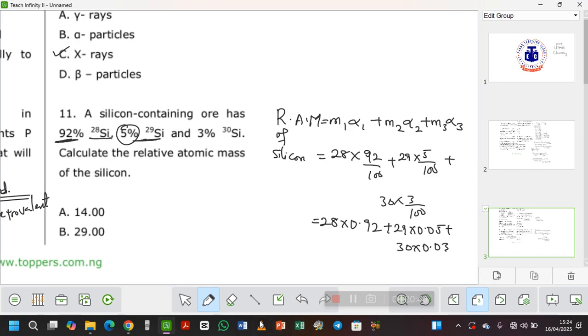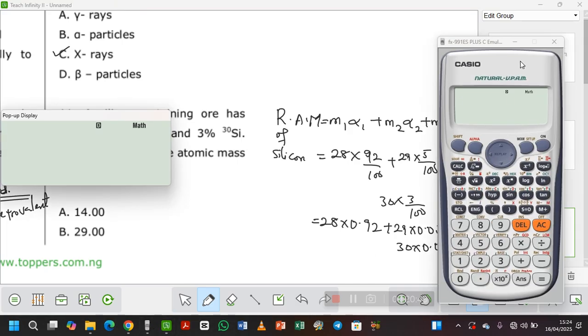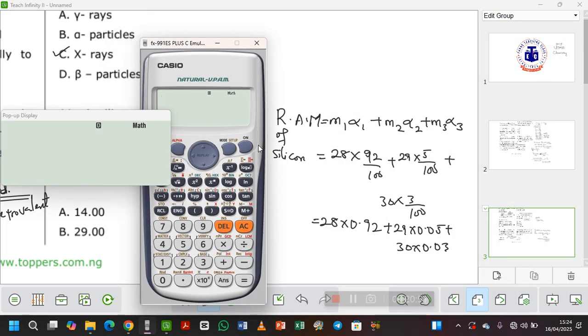So let's do that using our calculator. That will be 28 times 0.92 plus, sorry, I think I have to put brackets there. So when you are solving calculations, you have to be very careful. And by the way, I'm not supposed to be using a calculator because you guys are going to face questions, but you still have a calculator that you can use in UTME, just that you must be very fast. And don't forget, the calculator you'll be using is not as good as this.